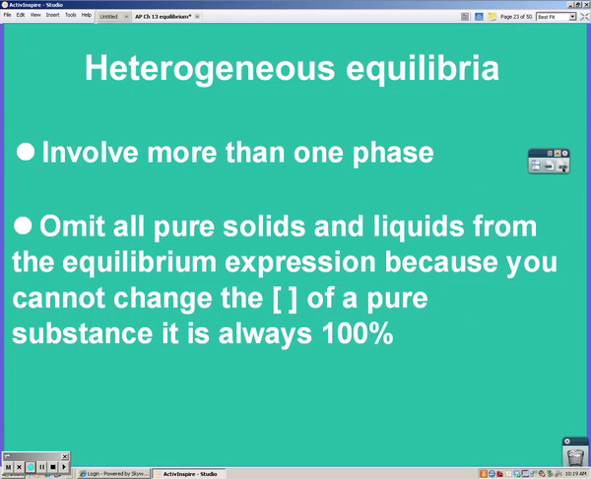If I have different phases in my equation, then that's what we call heterogeneous equilibrium. You must omit all pure solids and liquids from the equilibrium expression. That's very important and causes people to miss problems every year on the test. The reason is because you can't change the concentration of pure solids and liquids.